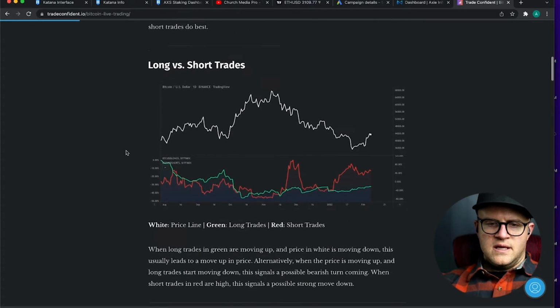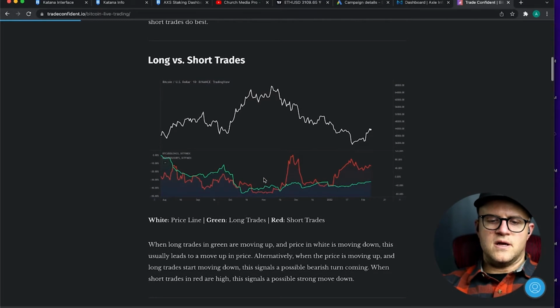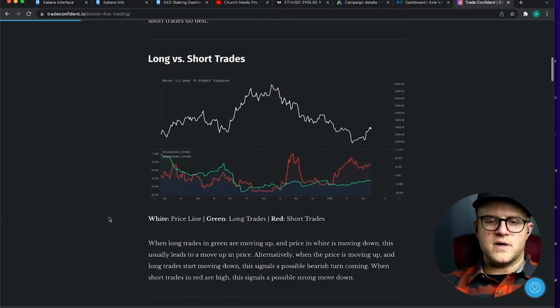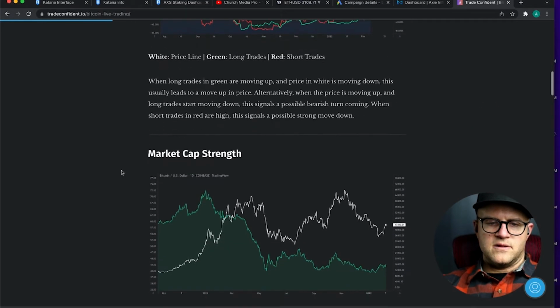So here is the long versus short trades, and this is on the Binance Smart Chain, the price here, and then the Bitfinex. These are long and short trades on leverage trading platforms, and they show you the ups and downs of what's going on behind the scenes. On-chain metrics, guys, in particular there.